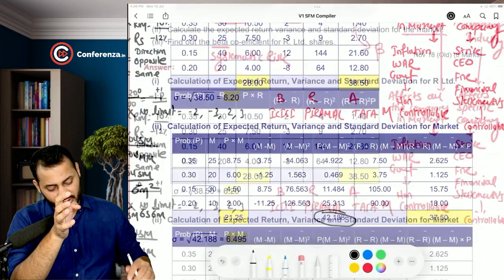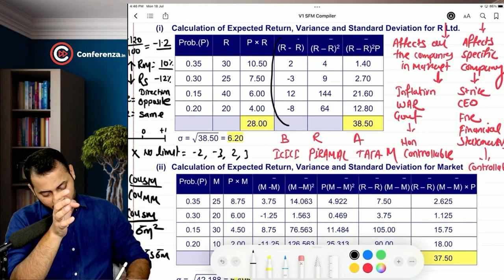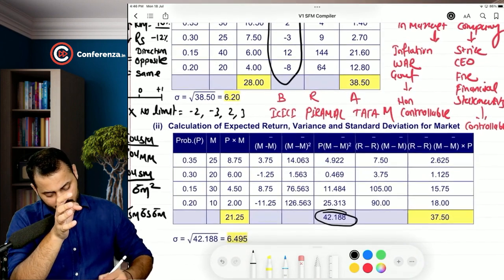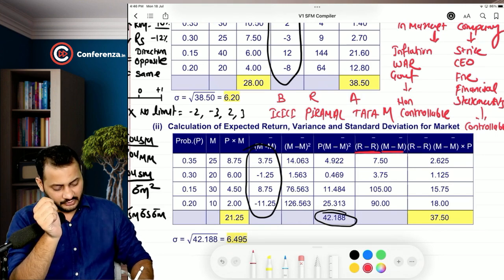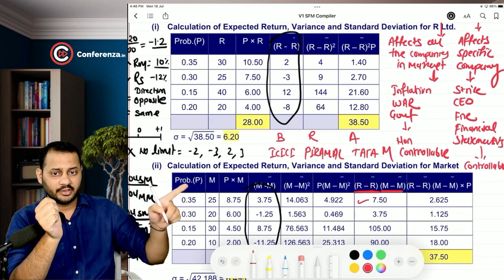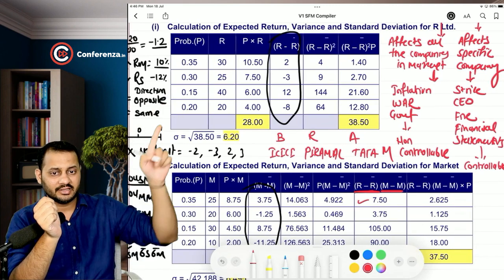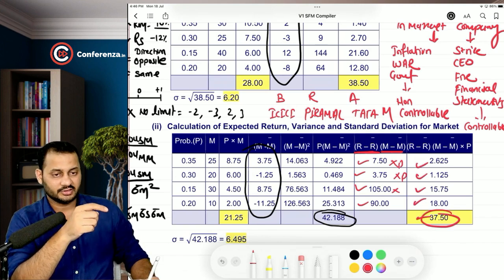I told you the formula for that. So have a look. This is our column, r minus bar r, and this is the next column, m minus bar m. When you multiply it, you will get this figure, r minus bar r into m minus bar m. So this is 7.5, the first figure. 2 into 3.75, minus 3 into 1, minus 1.25. So this is the figure, and then you just multiply it with the probability. You will get this column and then the total. This is the covariance, 37.5.